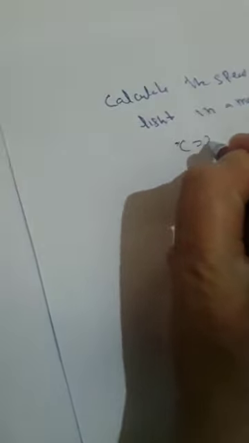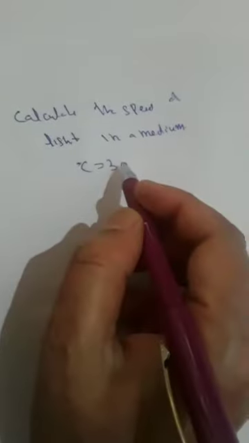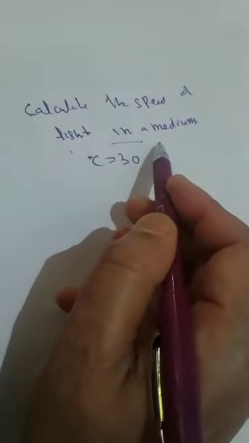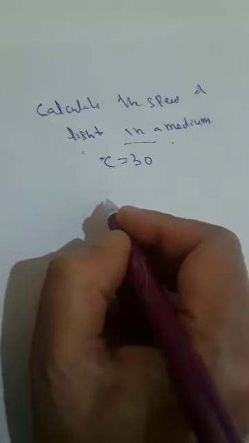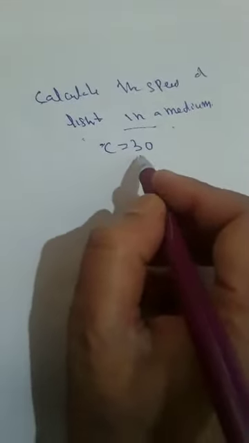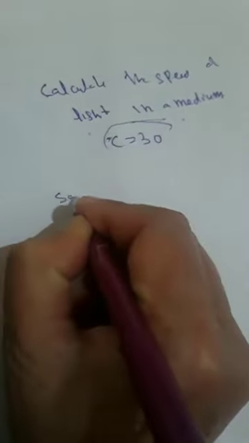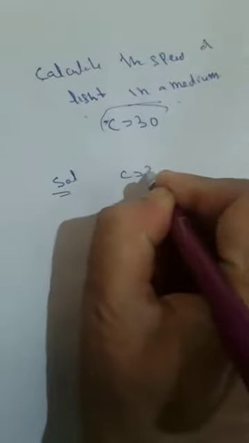Critical angle दिया है. Critical angle is given, 30 degree. We have to calculate the speed of light in a medium whose critical angle is given. Critical angle कितना हो गया? C, that means critical angle, is given 30 degree. When we write the solution, C is equal to the given 30 degree.